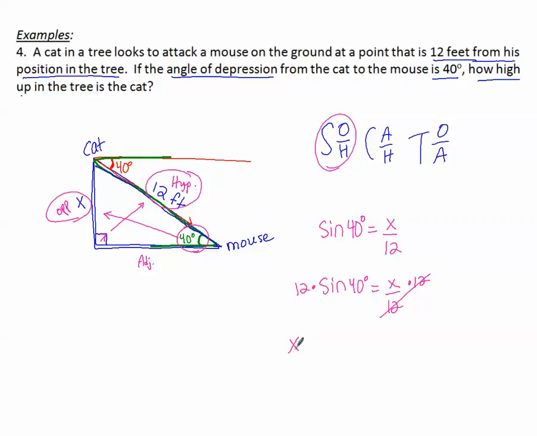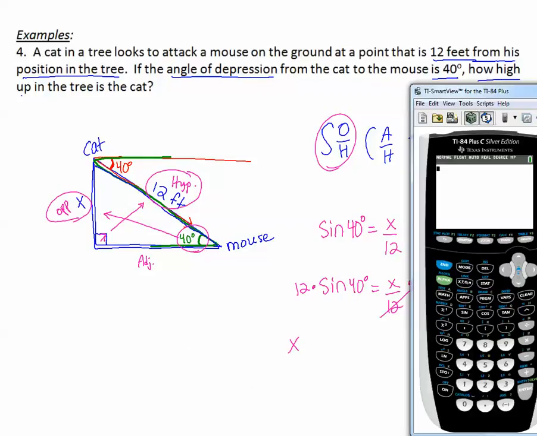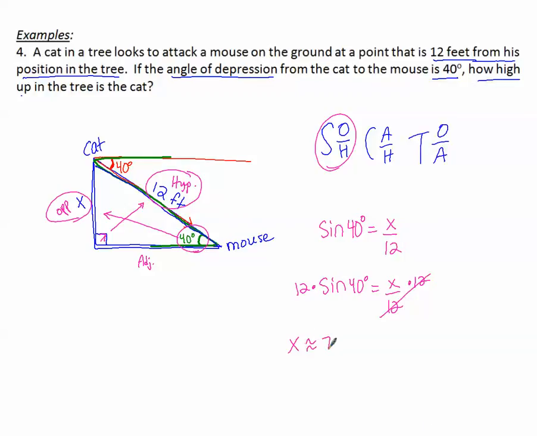So let's go ahead and plug in our calculator, 12 times the sine of 40 degrees. I'm in degree mode, so it knows I mean degrees. 7.7. We'll go with rounding to the nearest tenth, since that's how the examples in the notes earlier were given. X is approximately 7.7. Now in word problems, our answers always have words.